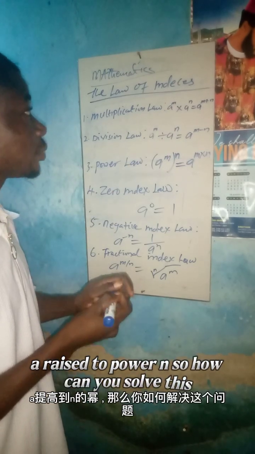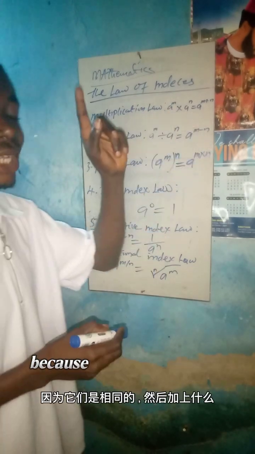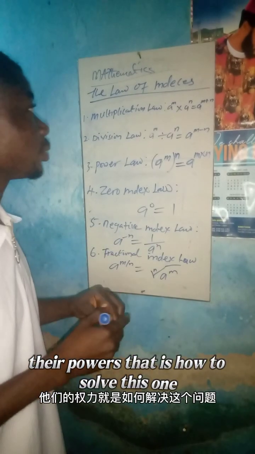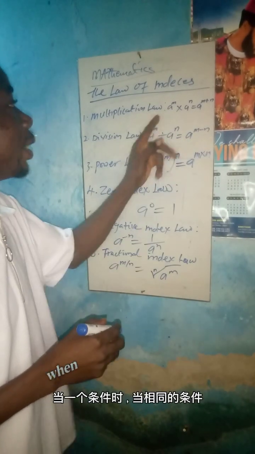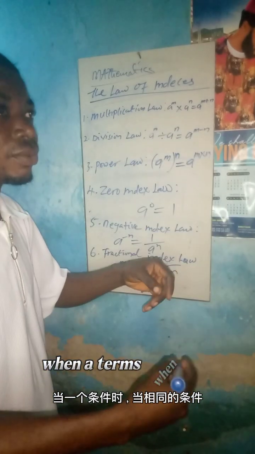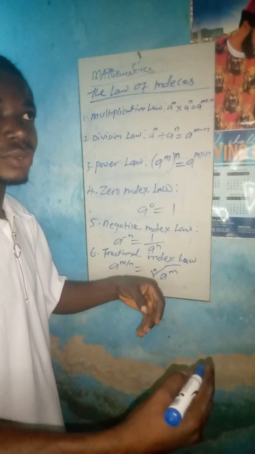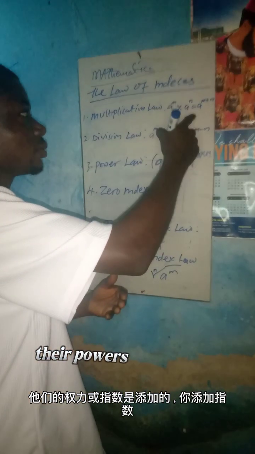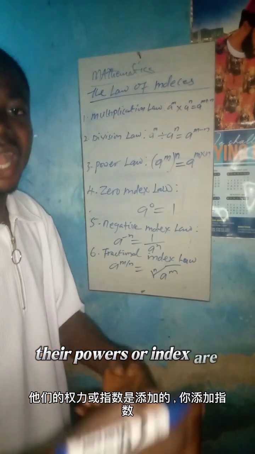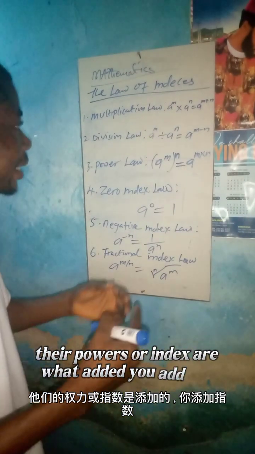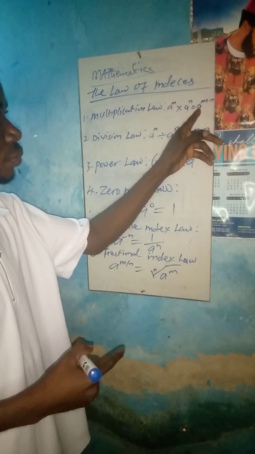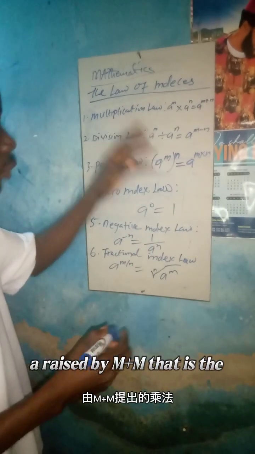So how can you solve this? Take one of the bases because they are the same and add what? Their powers. That is how to solve this one. That is what the law is telling us. When the same terms or the same base are being multiplied, their powers or indices are what? Added. You add the indices, which is the final result: A raised to power m plus n. That is the multiplication law.